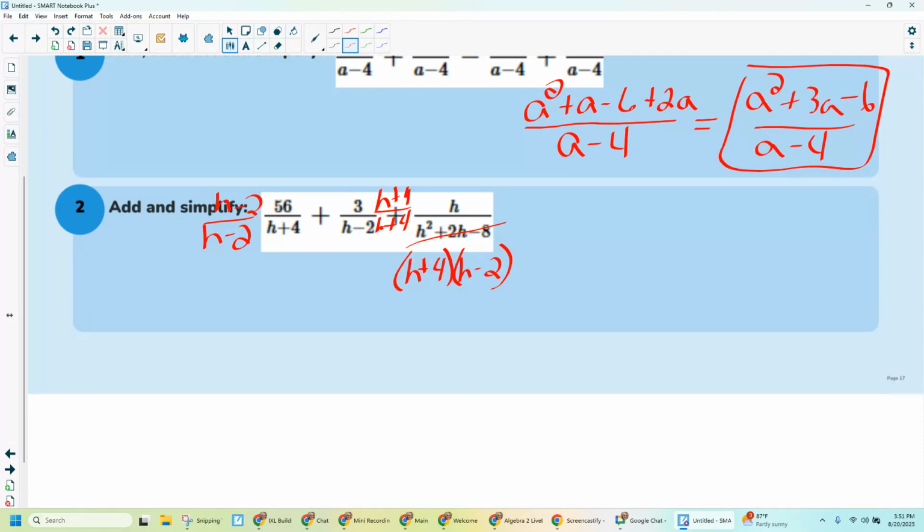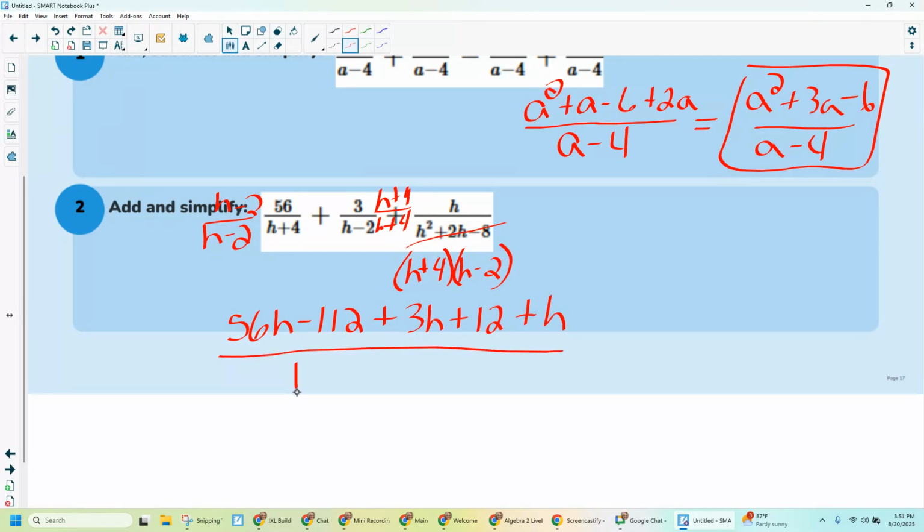So 56 times h is 56h. 56 times negative 2 is negative 112. Plus 3 times h is 3h, plus 3 times 4 is 12. And then bring down the plus h over the third term, all of that over h plus 4 times h minus 2. All right, so notice how I had to multiply.